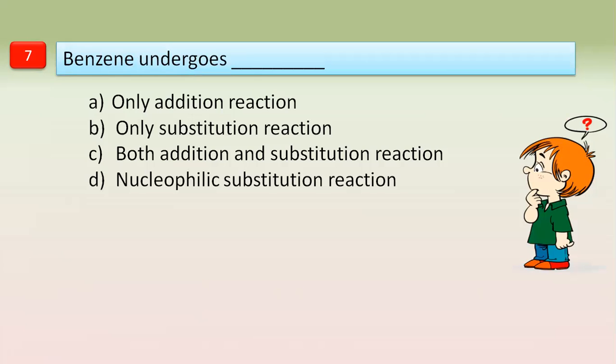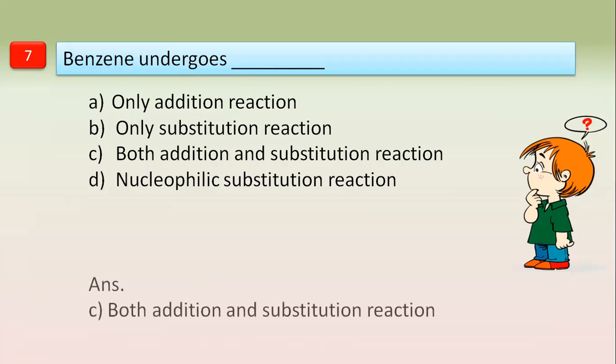Now see, the next question is: benzene undergoes which type of reaction? Addition reaction, only substitution reaction, both of these, or the last option, nucleophilic substitution reaction. So the correct option is both. Benzene shows addition and substitution reactions. Both types of reactions are shown by benzene.